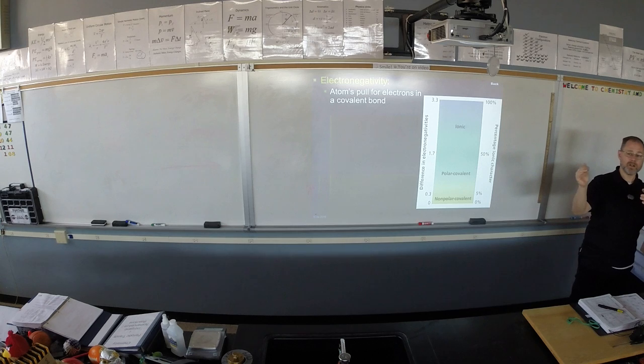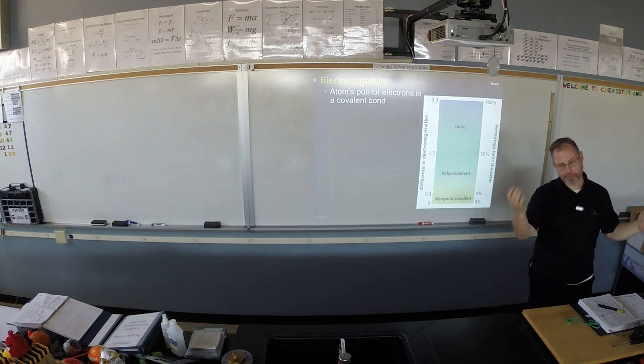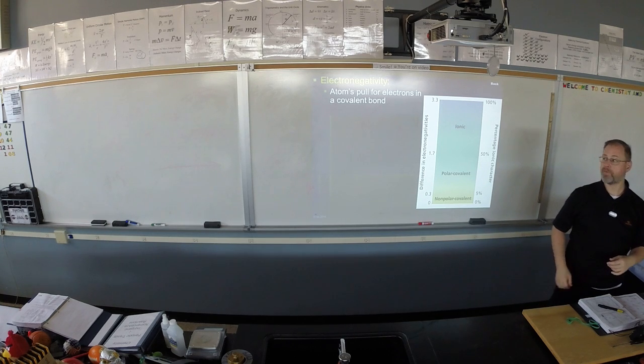So when you have a metal and a non-metal, when you have a cation and an anion, when you have a positive charge and a negative charge, you get a covalent bond.